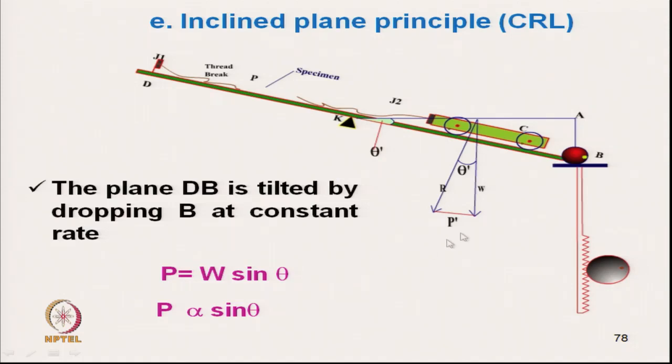Here, P, the force applied on the specimen, is equal to W sin theta, where W is the mass of the carriage. As sin theta increases, P will increase for the same mass. So P is proportional to sin theta here, and W is known.